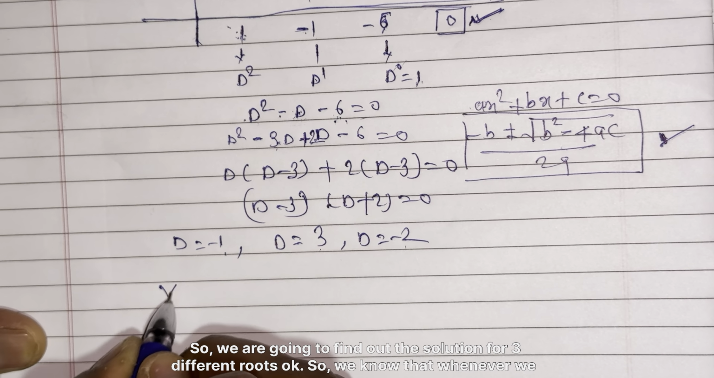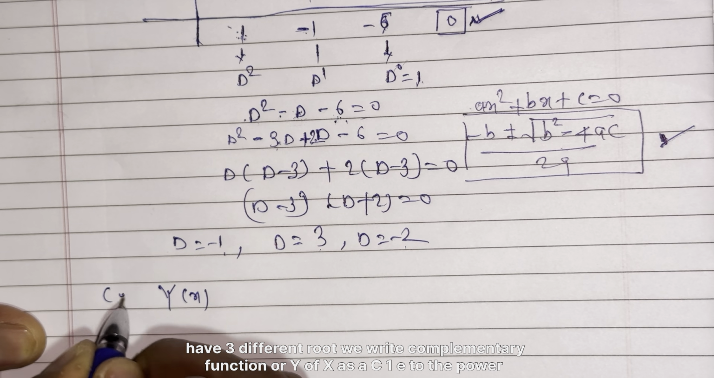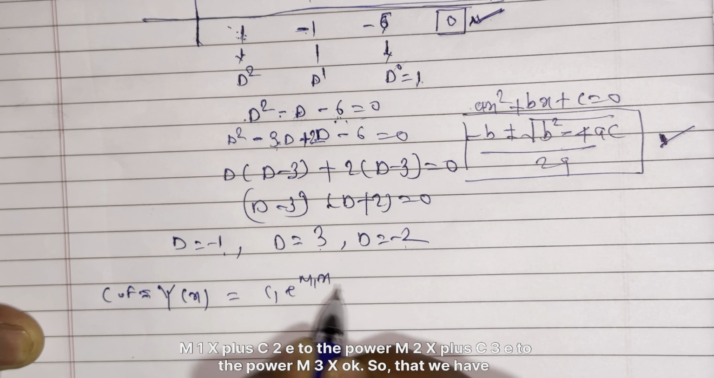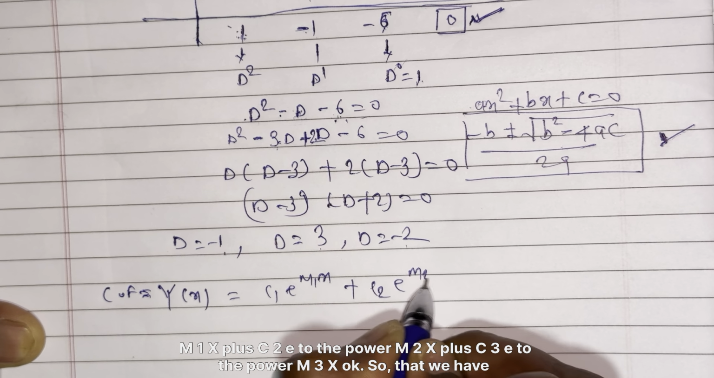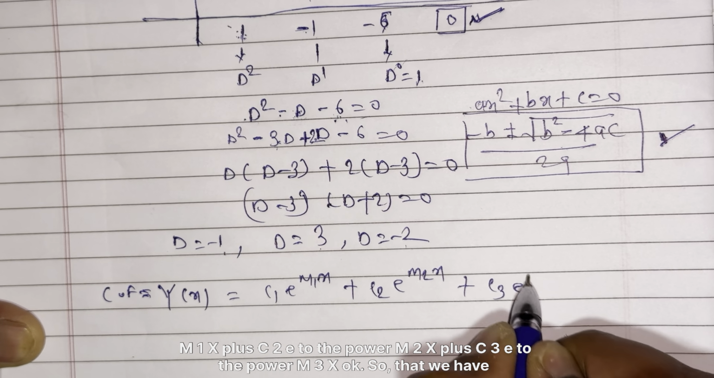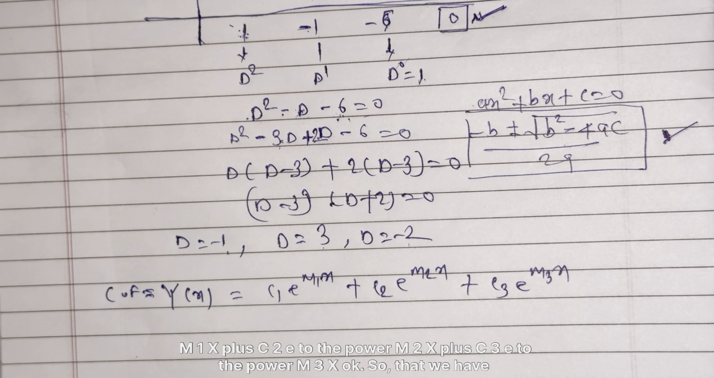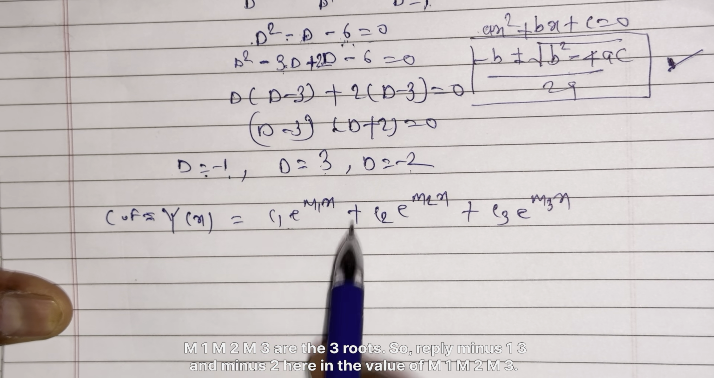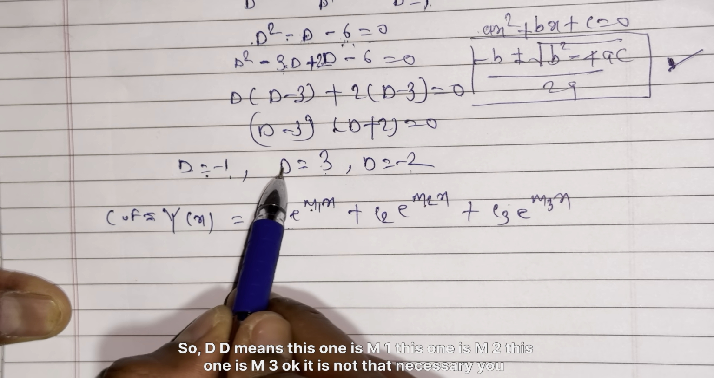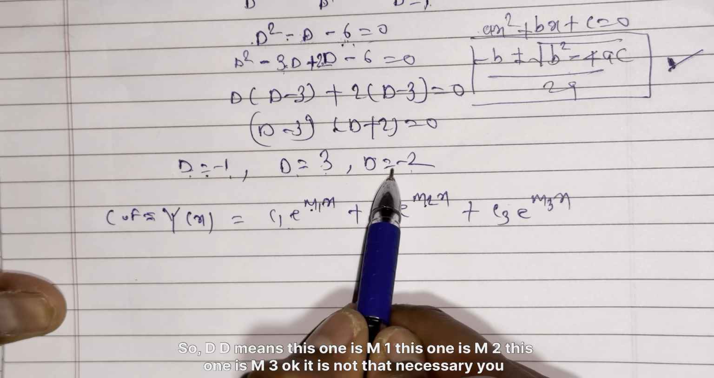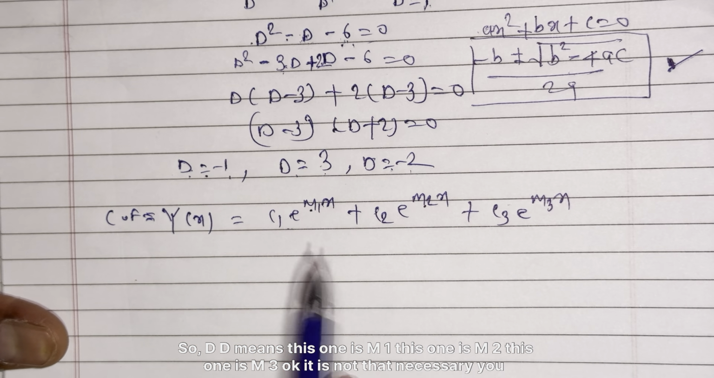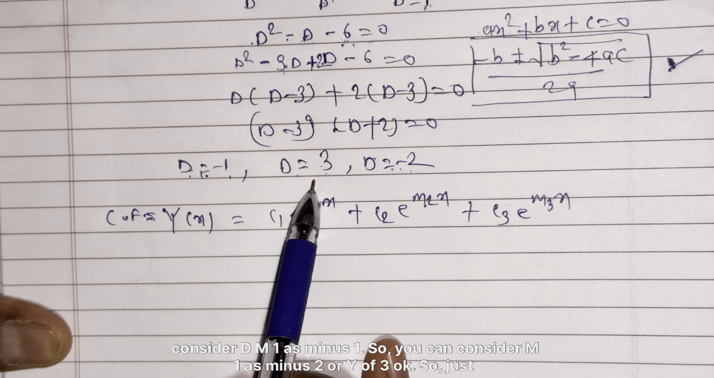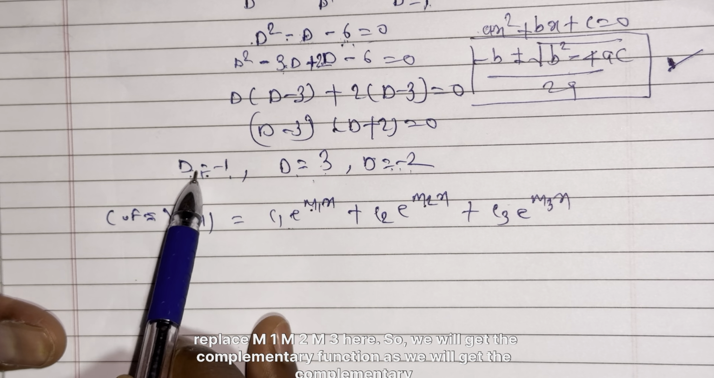Whenever we have three different roots, we write the complementary function, or y of x, as c1 e to the power m1 x plus c2 e to the power m2 x plus c3 e to the power m3 x, where m1, m2, m3 are the three roots. So replace -1, 3 and -2 in the values of m1, m2, m3. It is not necessary to consider m1 as -1; you can consider m1 as -2 or m2 as 3. Just replace m1, m2, m3 here.